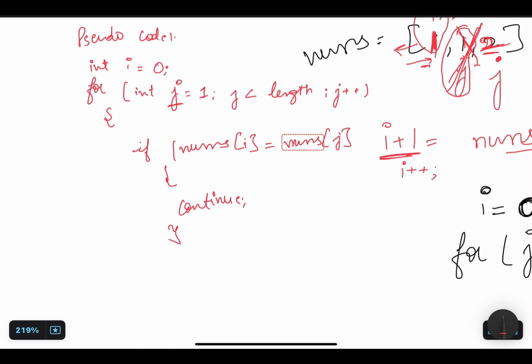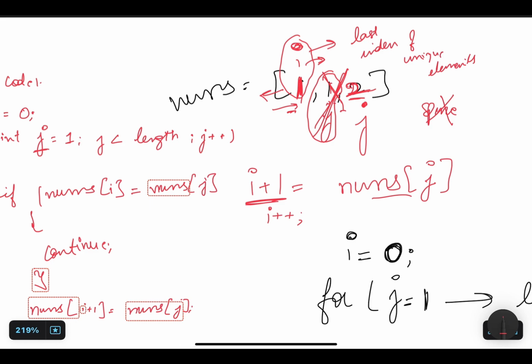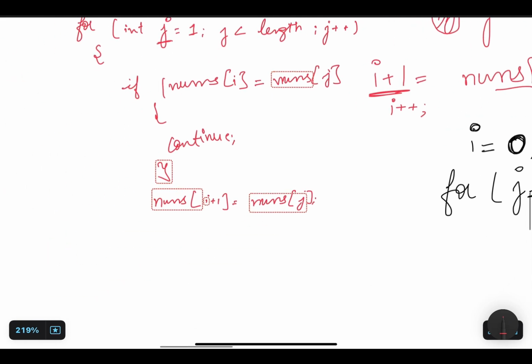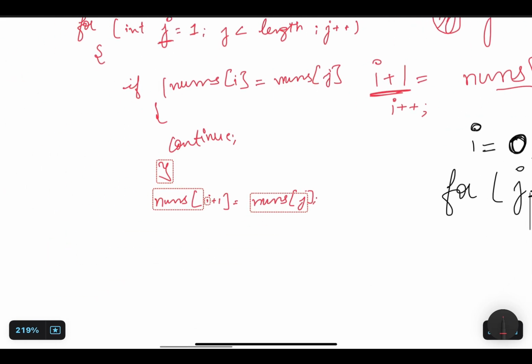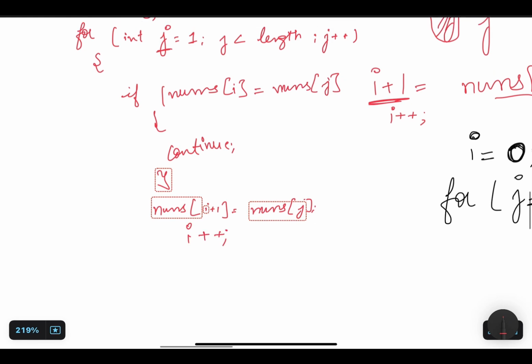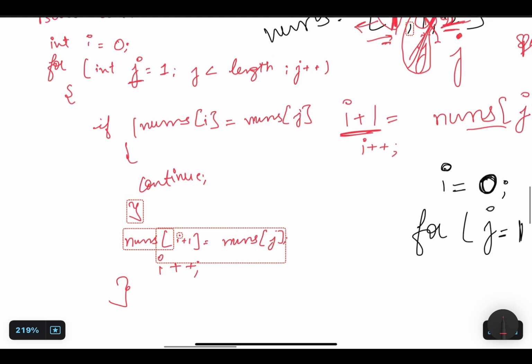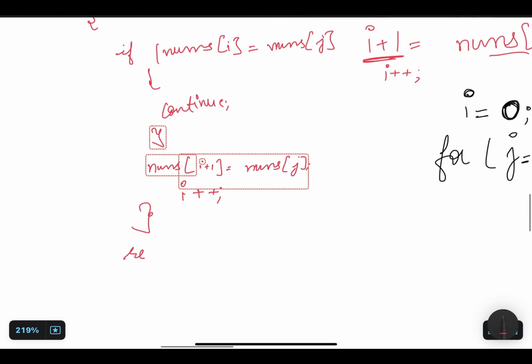In the other case, if these are not equal, we were just placing nums at j at nums of i plus 1 index, like we were doing here, just one index after i, and after it we were incrementing i by 1. Now we have to just return the number of unique elements. How will we return that? Simply return i plus 1.